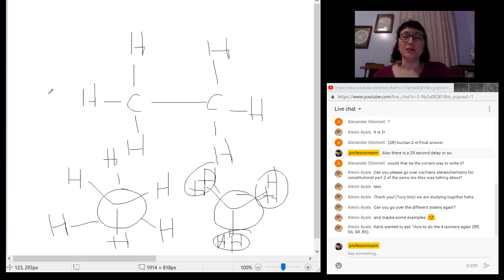Steric strain is kind of electron clouds bumping into each other and repelling. And ring strain is just a strain from rings that don't have the appropriate bond angles because of the shape of the ring. Hopefully that makes sense.